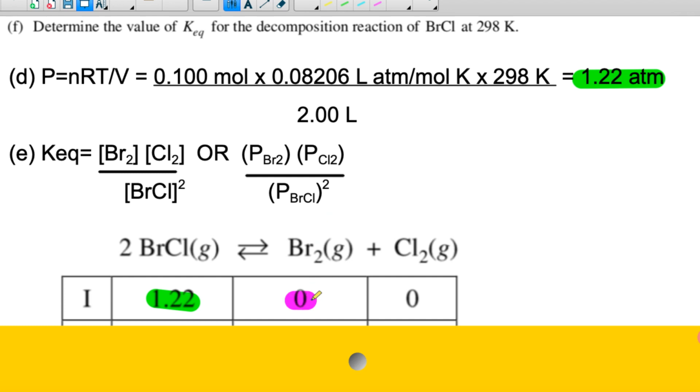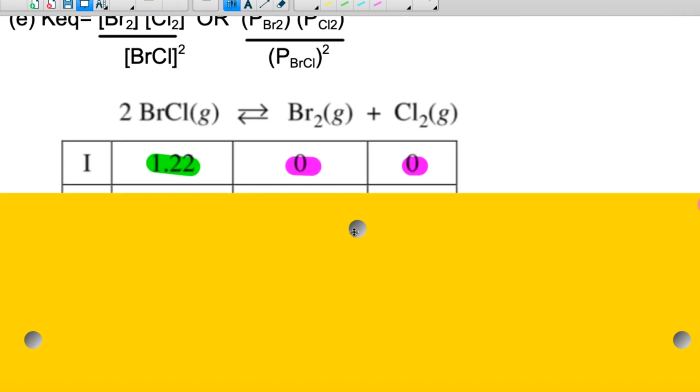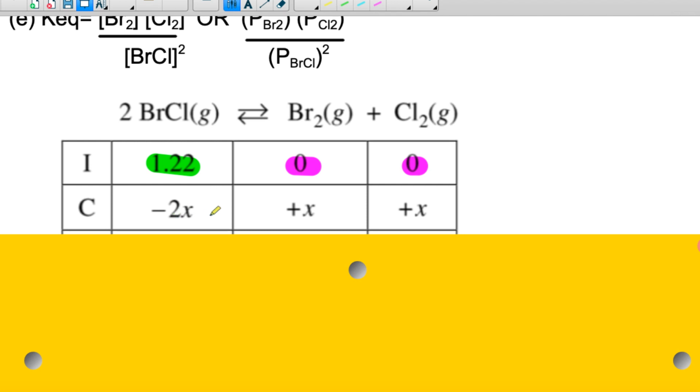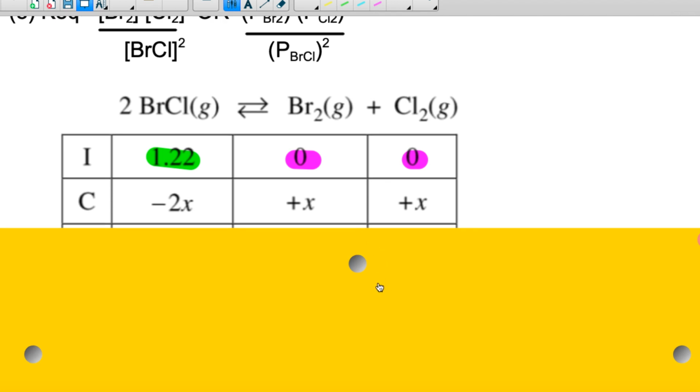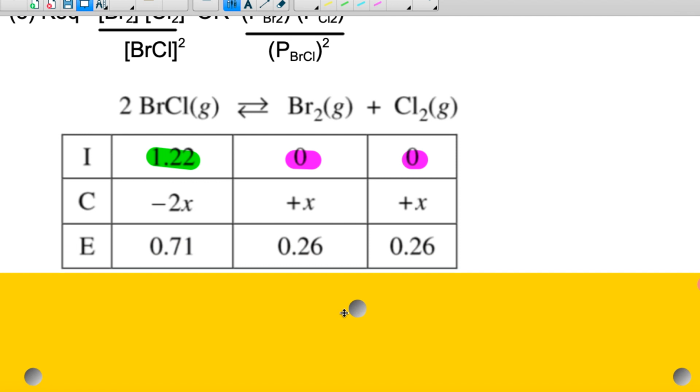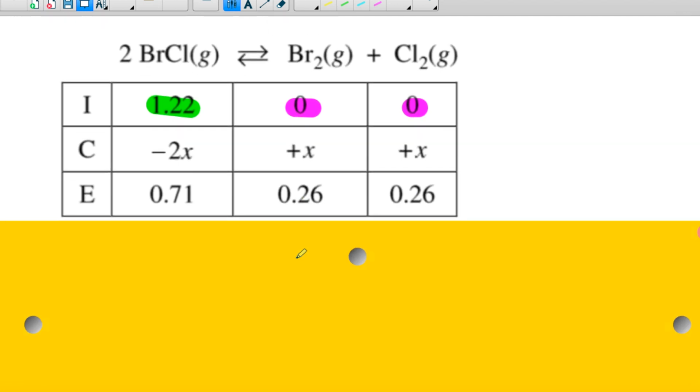If all we have is reactant, that means there's no product whatsoever. So what's the change going to be? Well, the bromine chloride will go down by some factor, and the bromine and chlorine will go up by some factor. Now, how do we know that the products go up? Well, because they were starting at 0. They can't go down. They can't be negative. So when you start with 0, the only way it can go is up. So then we just fill in the rest of the table. This would be 1.22 minus 2x. This would be 0 plus x. And this would be 0 plus x. I'll explain where these numbers come from in just a second.